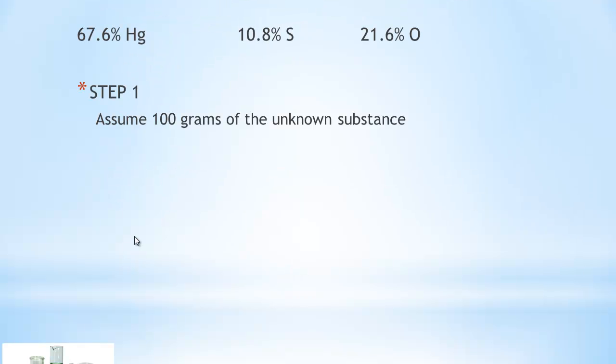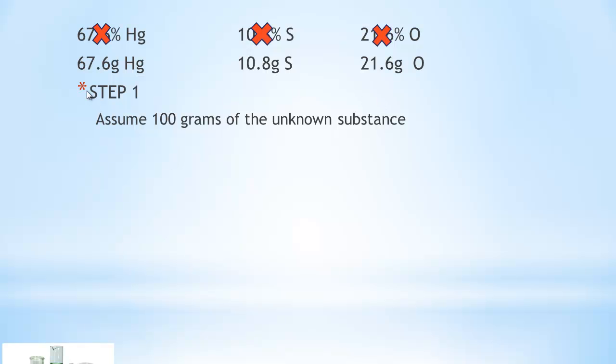The first thing you're going to want to do is assume that you have 100 grams. It's always easiest to take percents and just say, let's assume we have 100 grams of this, because if I have 67.6% mercury and 100 grams total of the sample, then I know very easily that I've got 67.6 grams of mercury, 10.8 grams of sulfur, and 21.6 grams of oxygen.